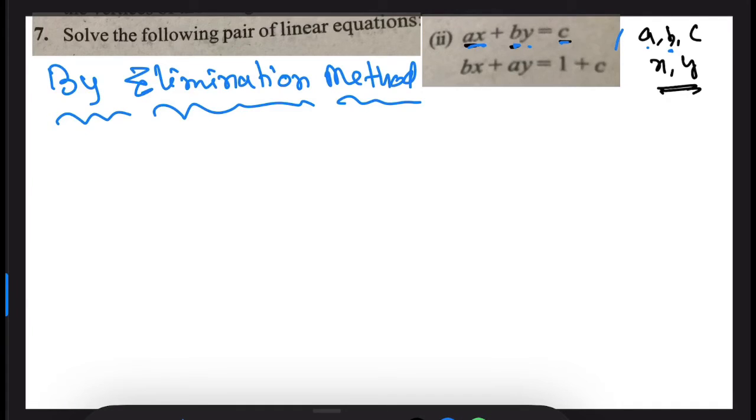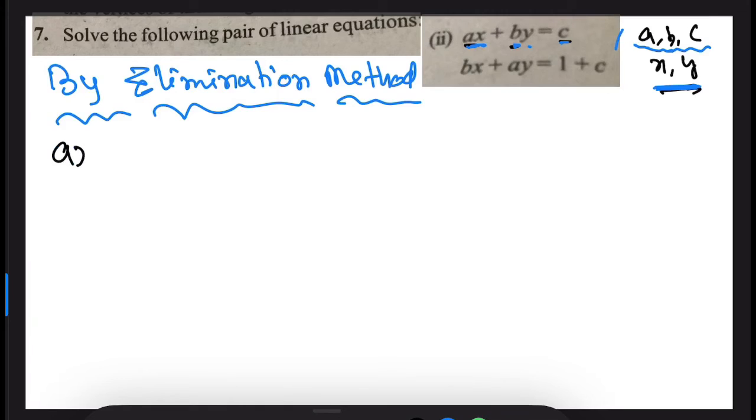But I told you x and y we will take as variables, and this a, b, c we will take as numbers. In the first equation, ax means a can be 1, a can be 2, 3, 4, 5, anything. Here plus by, the coefficient of y is b, b can be any number, 1, 2, 3, 4, any number you can put. So that's why these alphabets a, b, c represent numbers. Okay, now let's solve it.